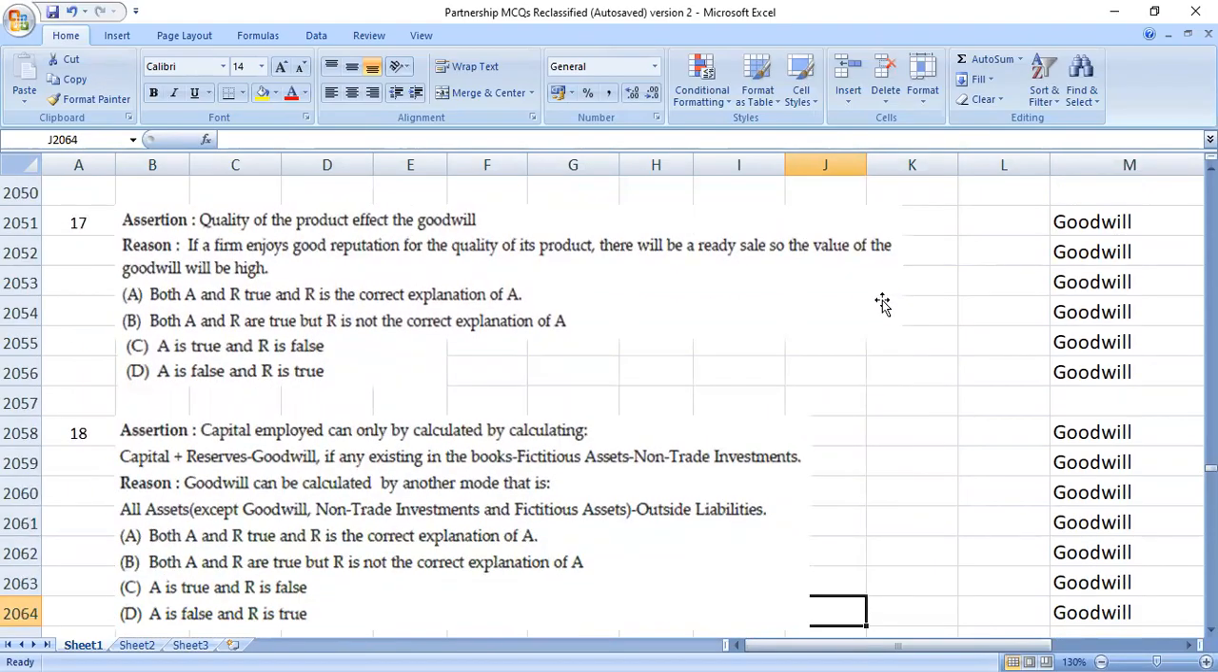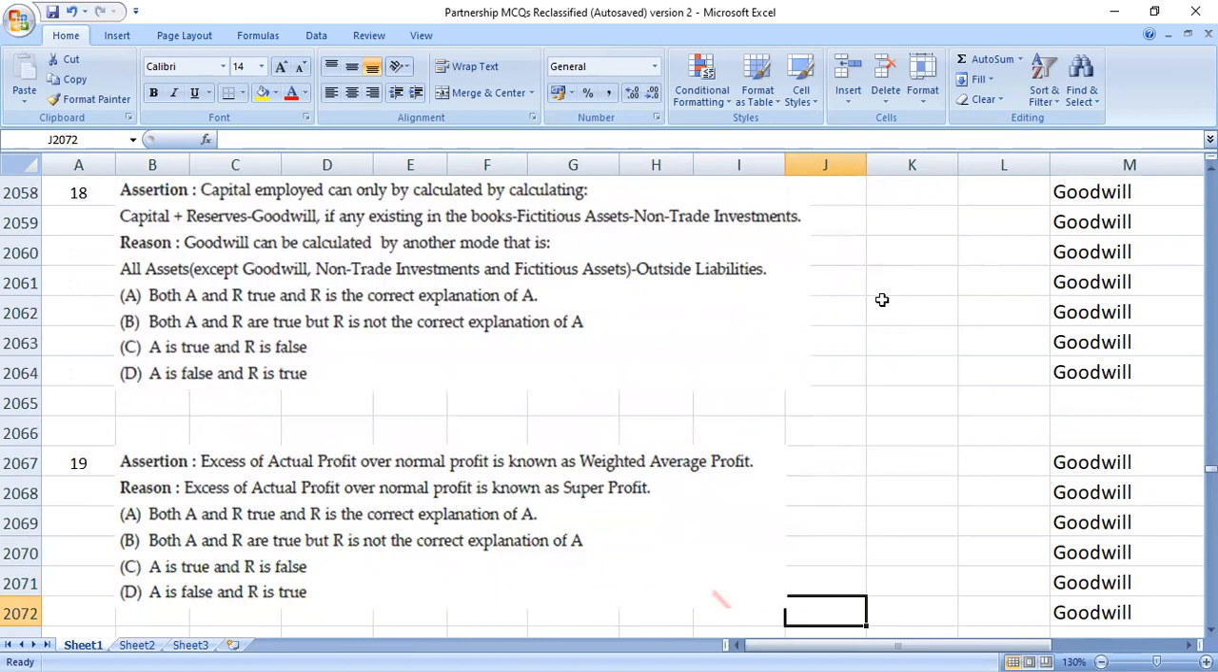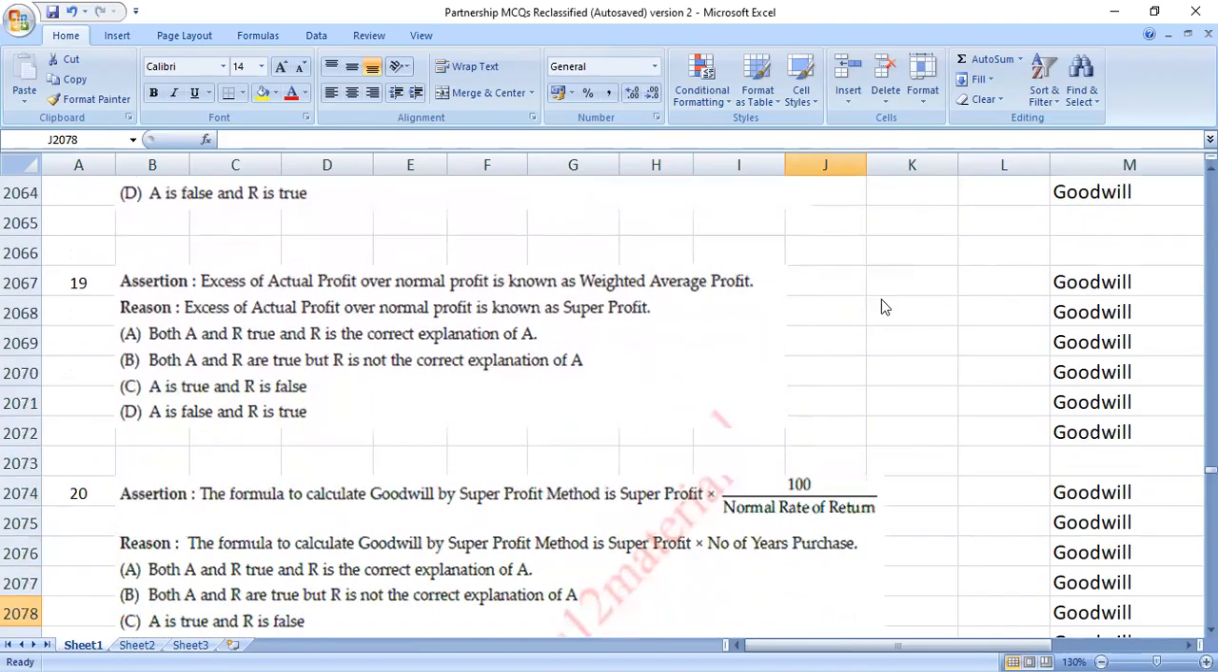Quality of the product affects the goodwill. That is true. Both A and R are true and correct explanation. Capital employed can only be calculated by calculating capital plus reserves minus goodwill, if any existing in the books, minus fictitious and minus non-trade investment. That is very true. Goodwill can be calculated by another mode, that is all assets except goodwill, non-trade and fictitious minus outside liabilities. This question doesn't make any sense.